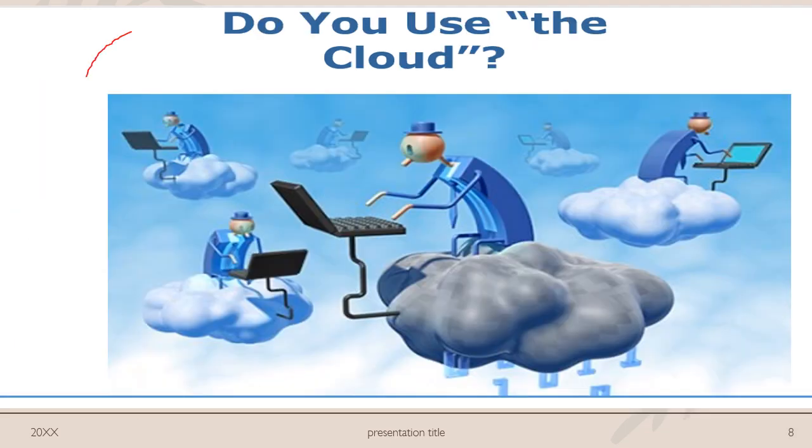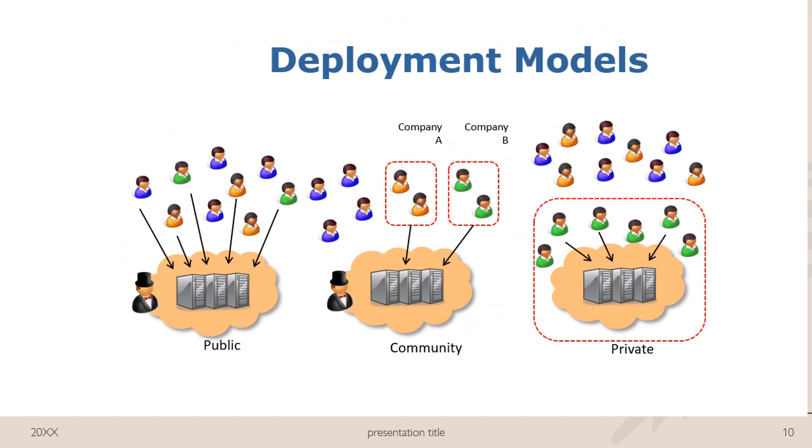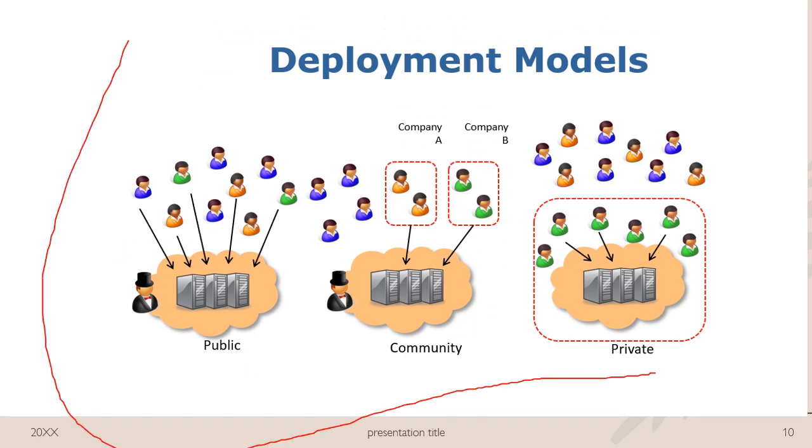This is the image of cloud computing. Do you use the cloud? The cloud in our pocket. Google Now is an example of the cloud and the big data all in one, hosted on Google's platforms in their data centers, records your activities. Development models. This is the diagram of the development models, which includes public, community, and private.